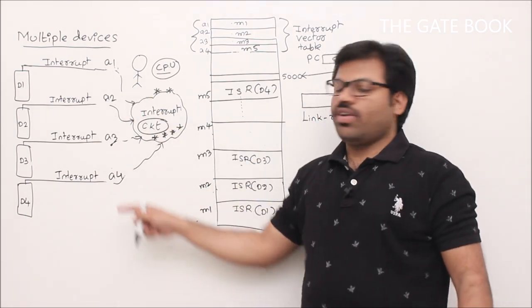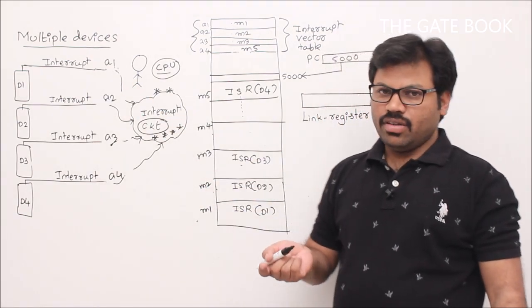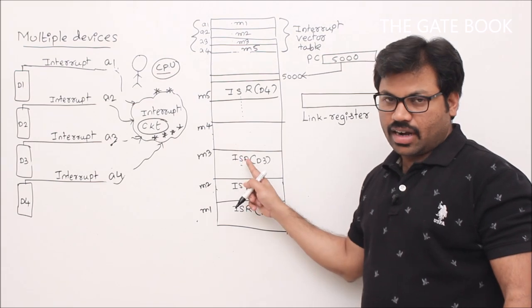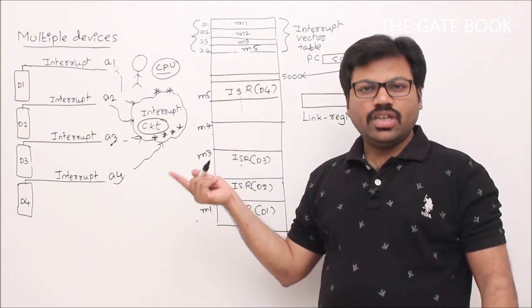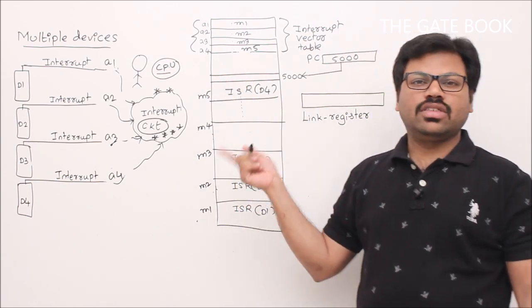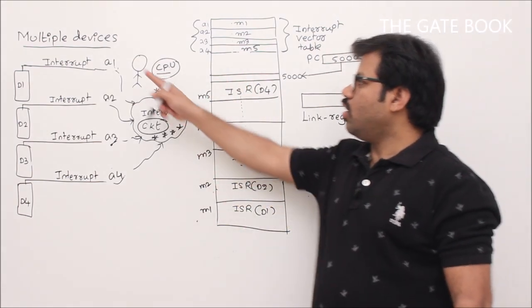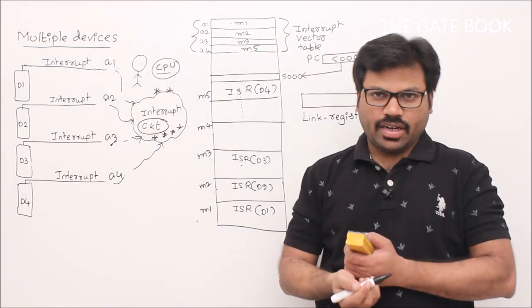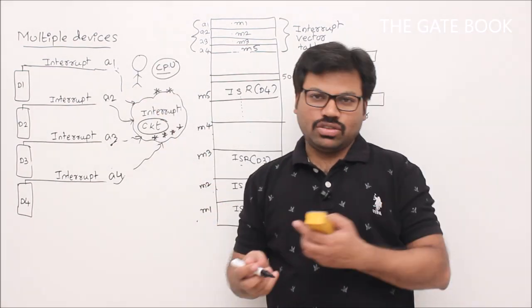Finally, this A1, A2, A3, A4 are called interrupt vectors. They are either direct addresses of those interrupt service routines, otherwise they are pointers to the addresses of the interrupt service routines. That's it. That is about multiple devices and handling them, correct? So now there are some more issues we have to talk about.